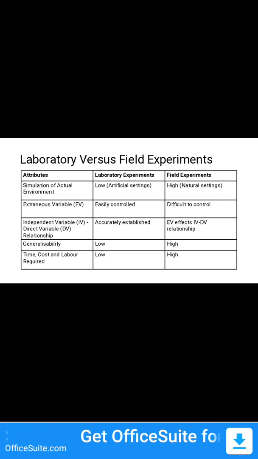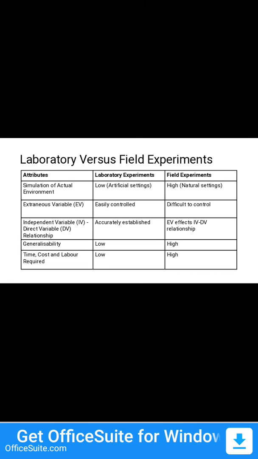While in field experiments, since they were conducted in natural settings, you are not able to control for all the extraneous variables, so naturally it will be difficult for you to establish a pure IV-DV relationship. You would not be able to have an estimation of the IV-DV relationship in as precise or as accurate a manner as in laboratory experiments. While in laboratory experiments you would be able to establish this relationship more accurately, more precisely.